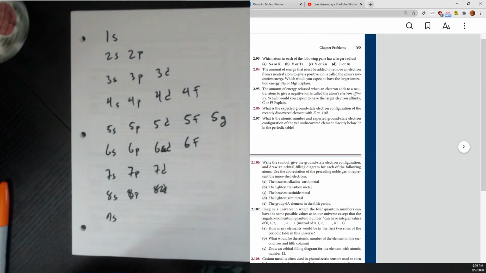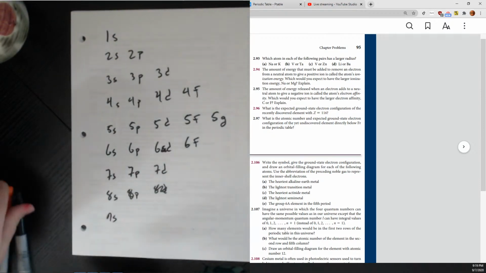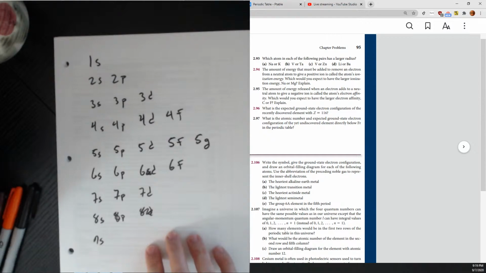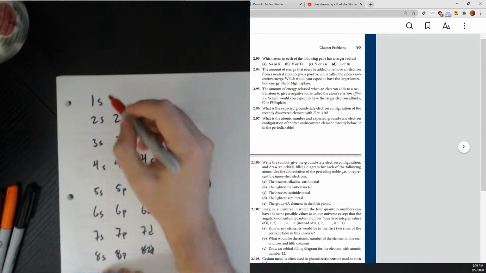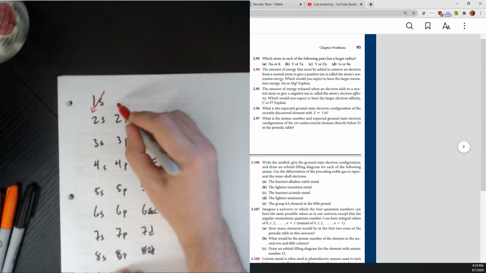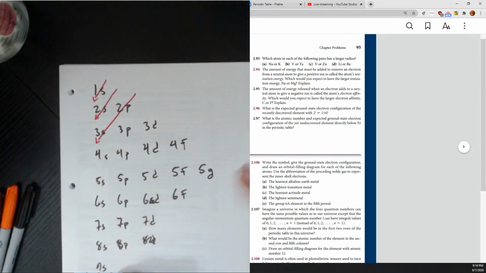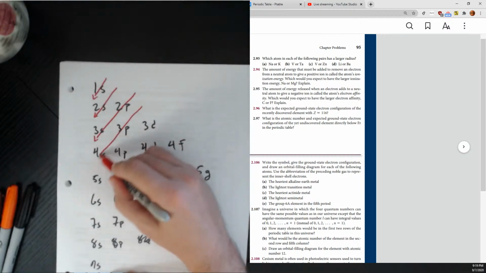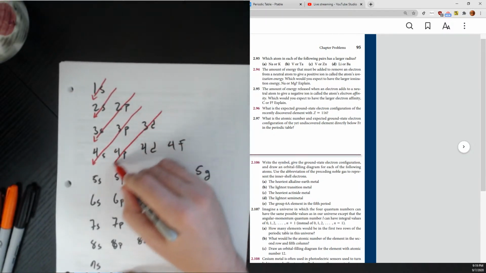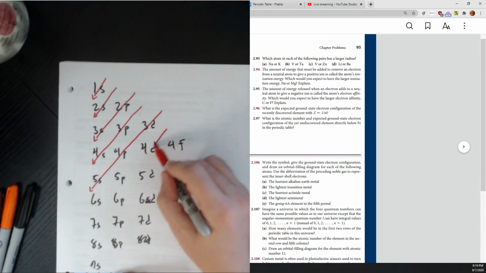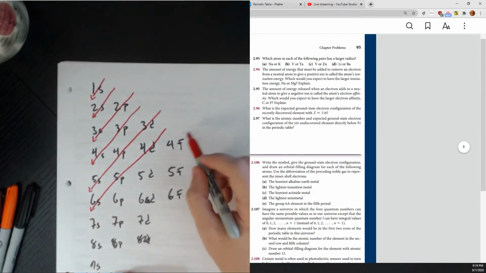The reason I'm doing it like this, as you'll see, when we do Aufbau using this method, we do it in a sort of downward arrow style, telling us which sublevel gets filled next.